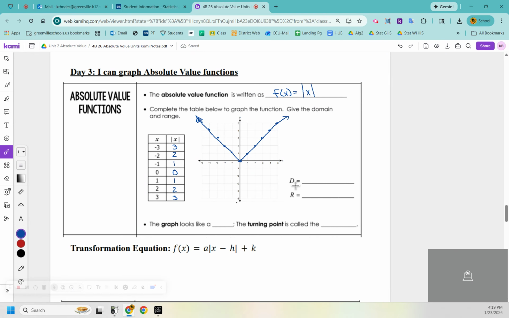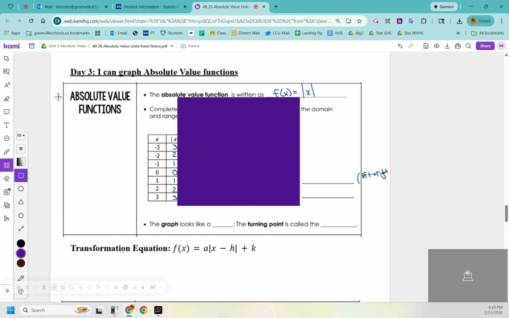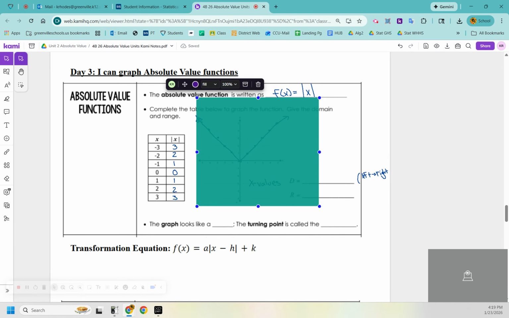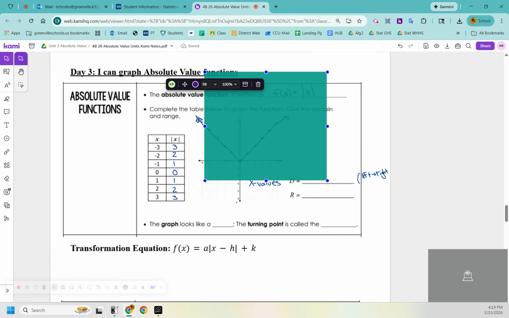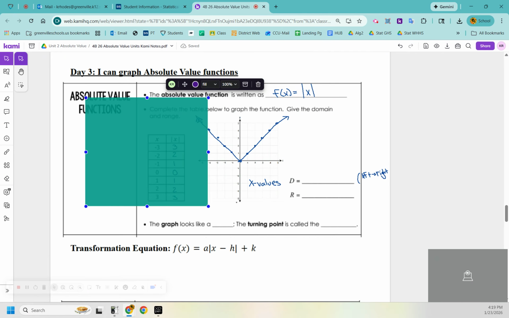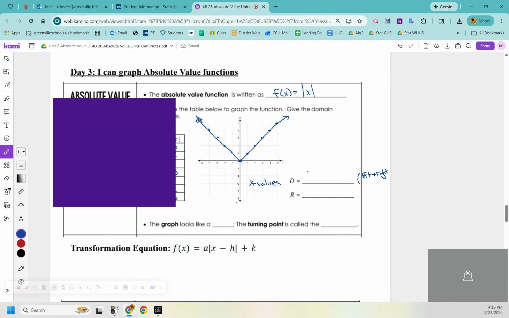Okay. Domain are your x values. And you read those left to right. So I'll do this so you can see it. If you're starting on the left and reading to the right, the first thing you see of your graph is that arrow headed left forever. Left forever is -infinity. So we'll have parentheses, -infinity, and then we'll keep going.